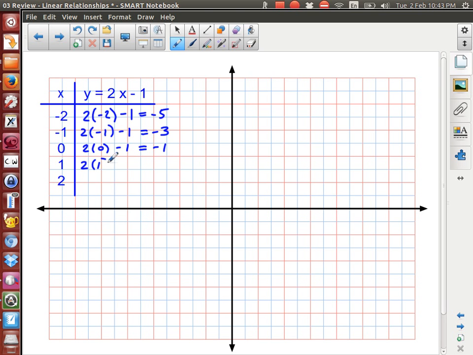2 times 1 minus 1. 2 times 1 is 2, minus 1 is 1. And 2 times 2 minus 1. 2 times 2 is 4, minus 1 is 3. Some of these were numbers that we actually came up with. These 3 were the ones that we did on the previous page. Now, each of these represents an x and a y value. We've got our x values here, negative 2, negative 1, 0, 1, and 2, and we have our y values here. And the y values are these values that we've come up with.